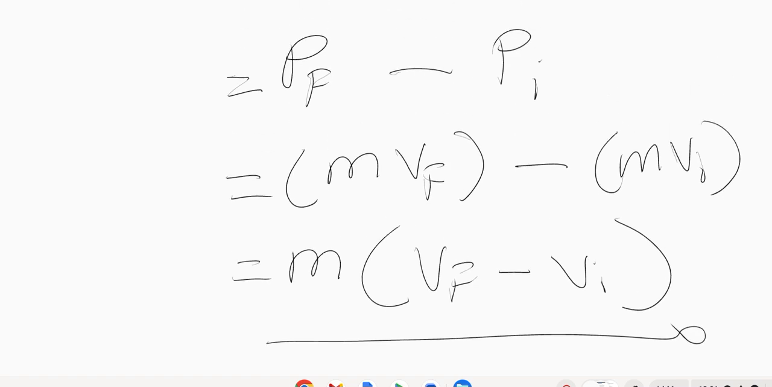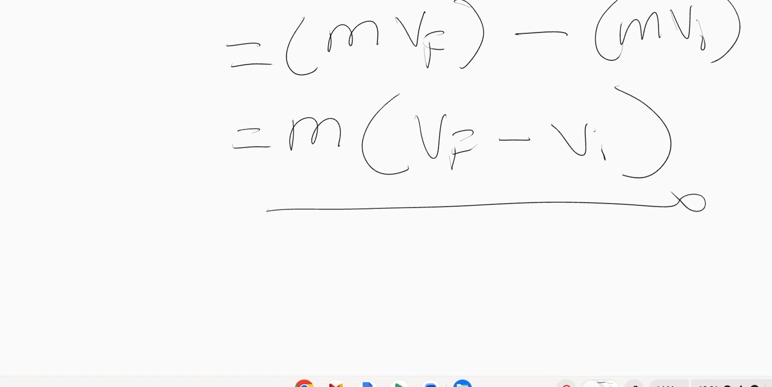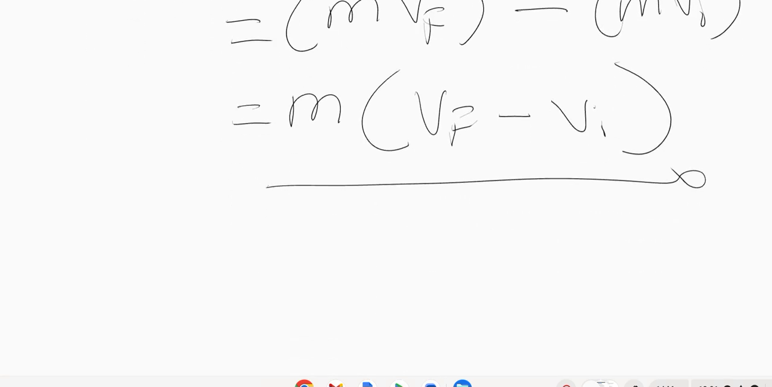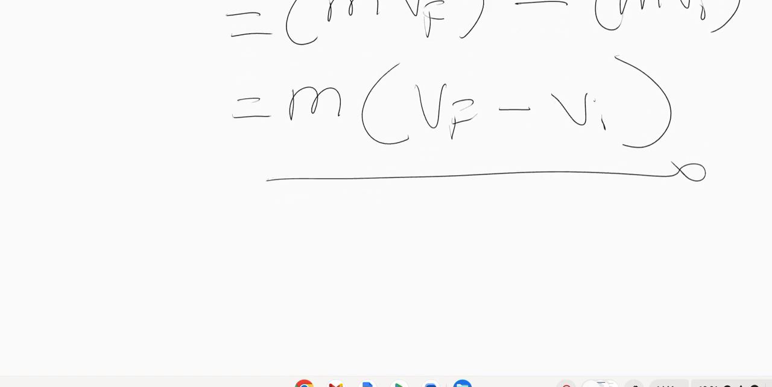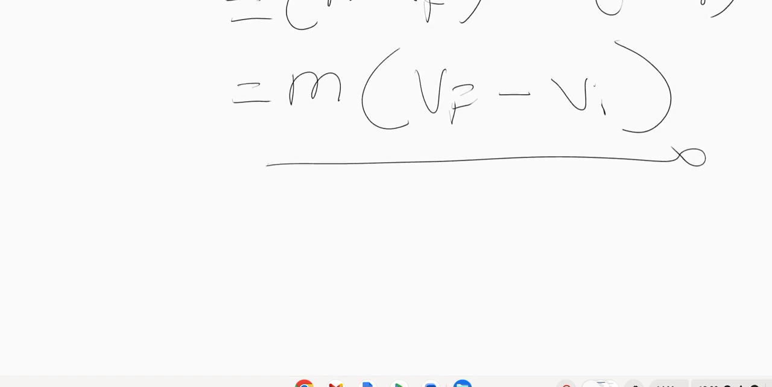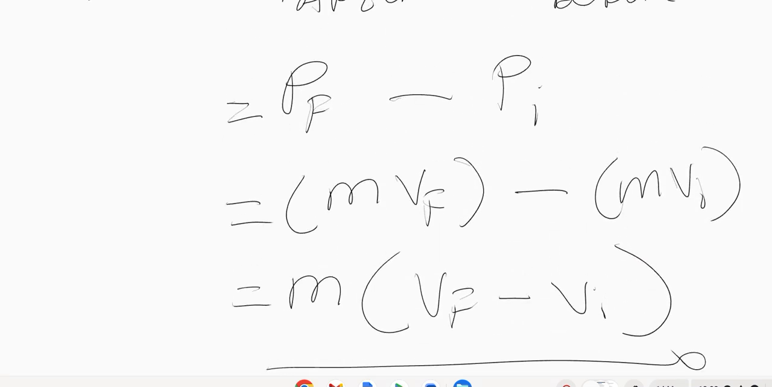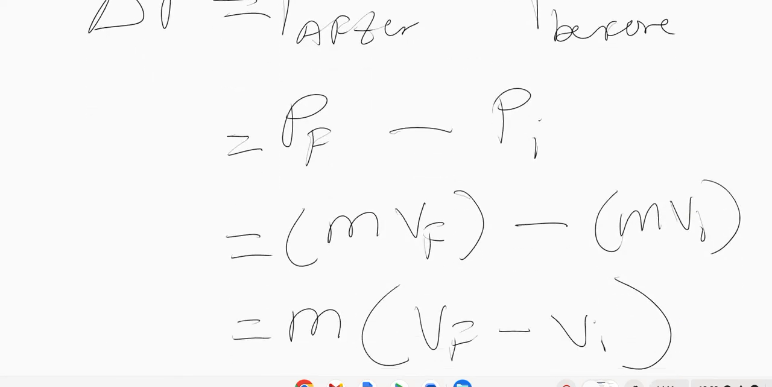That gives us the formula for the change in momentum. So that's what change in momentum is. So remember, the formula is different, but the units are still the same, right? That's one that we'll actually talk about going forward.